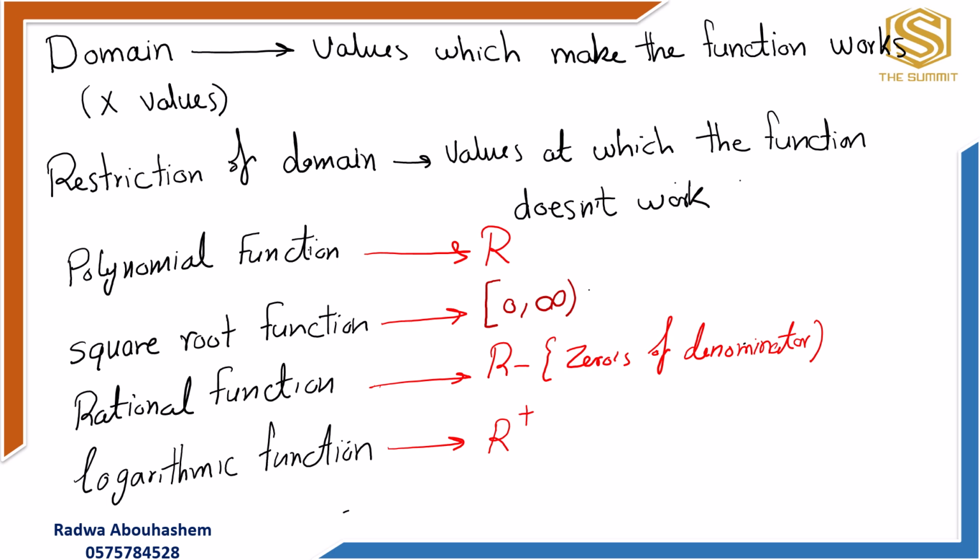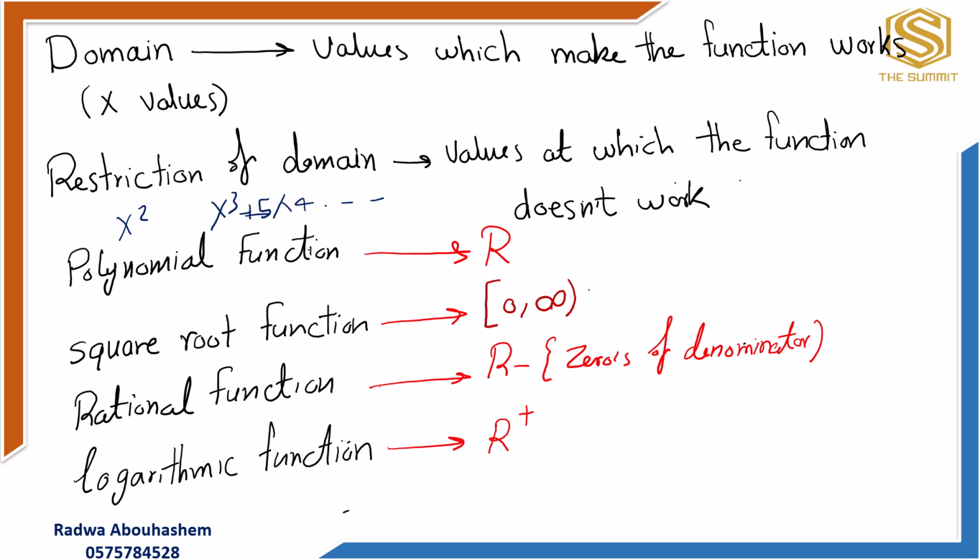Here is another concept that you have to know, the domain of the function. Domain means values which make the function work, or the x values. And what is the meaning of restriction of domain? Restriction of the domain means values at which the function does not work. It gives you a math error. Okay? Now, for a polynomial function, the domain is R. What is a polynomial function? X power 2, x power 3 plus 5x plus anything. These are polynomial functions. So the domain all the time would be R.